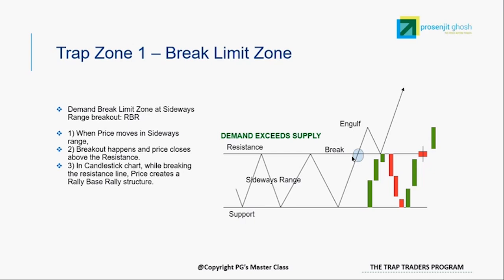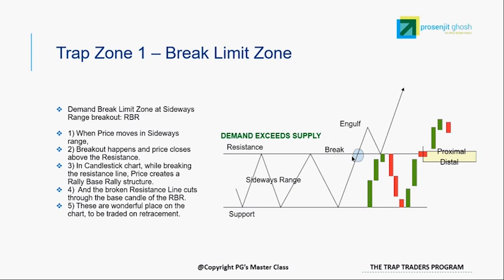So once we get that a rally base rally gets created in this sideways movement, and the base candle is cut by the broken resistance line, the next thing I know is I can take a trade here. I will plot my entry line, proximal line and distal line, or the stop line at the base candle. We have already learned how to plot that. And next I will plot this zone, I will wait for price to come down, and a wonderful trade will be taken, okay, on retracement.